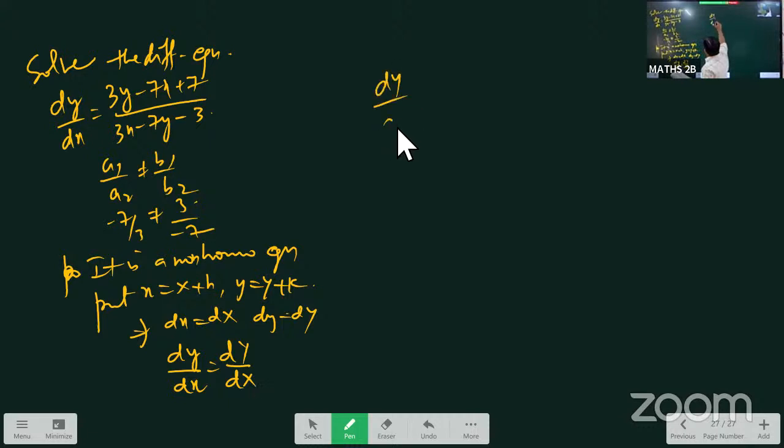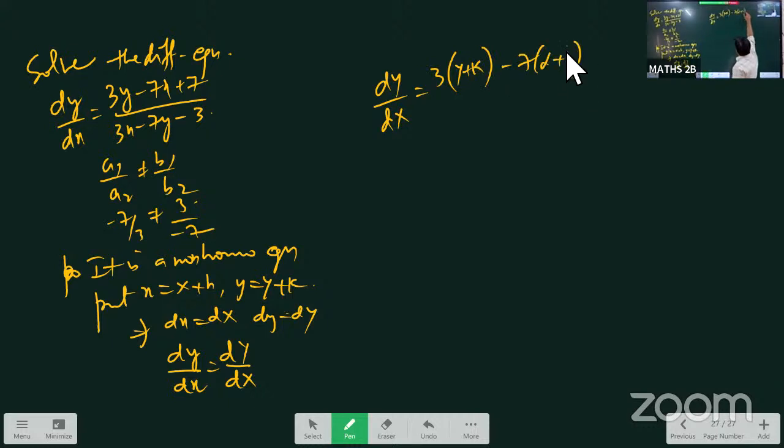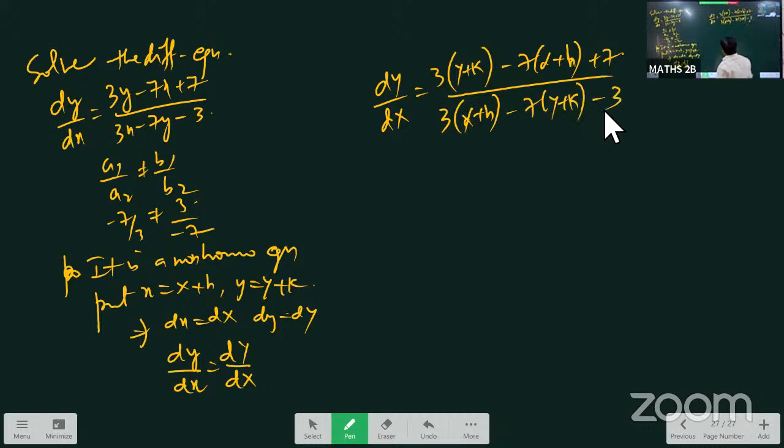d capital Y by d capital X, that is equal to 3 into y, y is nothing but capital Y plus k, minus 7 into capital X plus h, plus 7. It is divided by 3 into capital X plus h minus 7 into capital Y plus k minus 3.